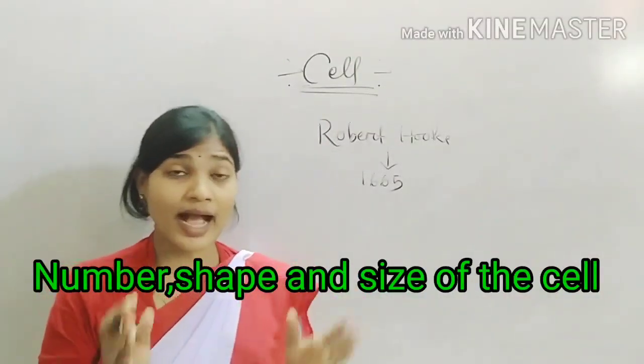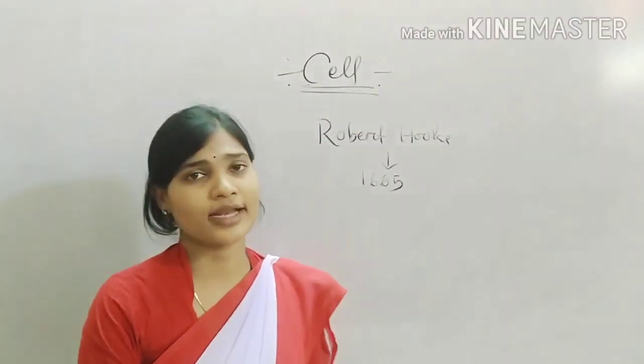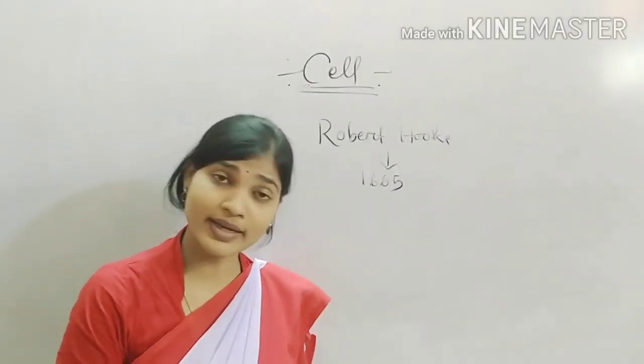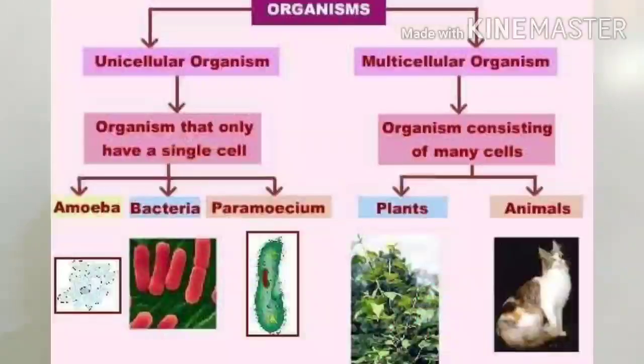Okay. After that, we discussed the number, shape and size of the cell. We know that according to the number, there are two types of cell. What are the two types? First one is unicellular and second one is multicellular. In case of the unicellular cell, uni means one. So the organisms which have one cell are known as unicellular. The examples of unicellular organisms are bacteria, paramecium, etc.